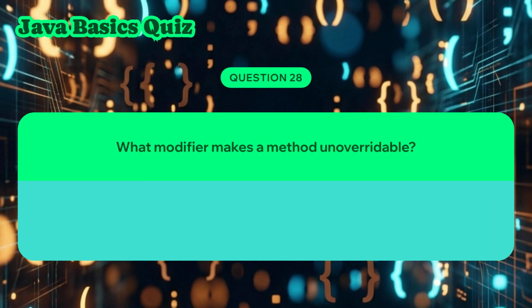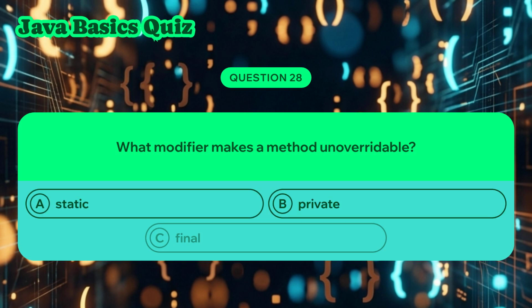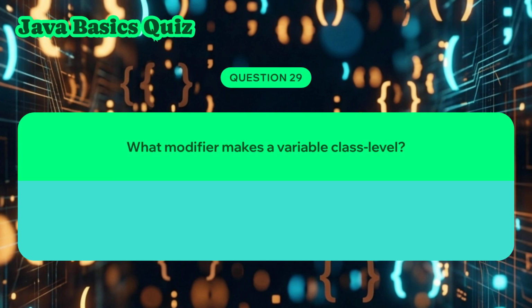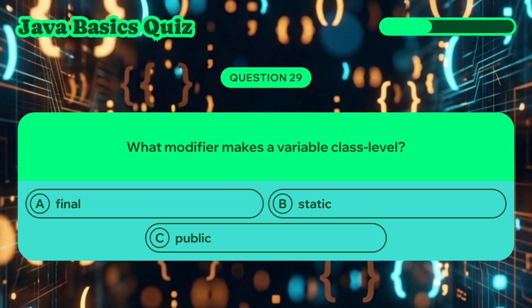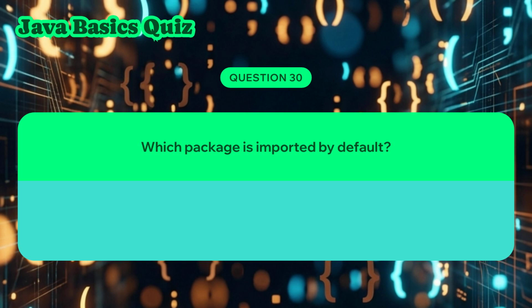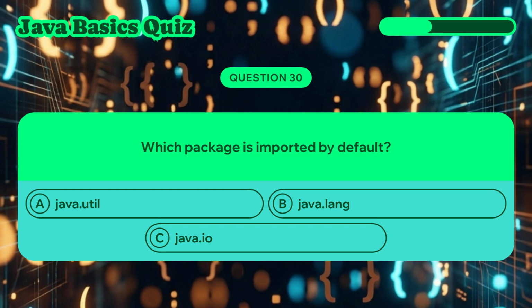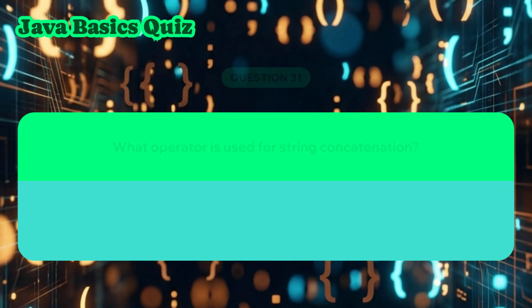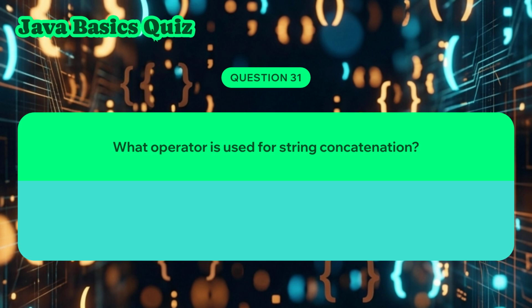What modifier makes a method unoverridable? What modifier makes a variable class level? Which package is imported by default? What operator is used for string concatenation?